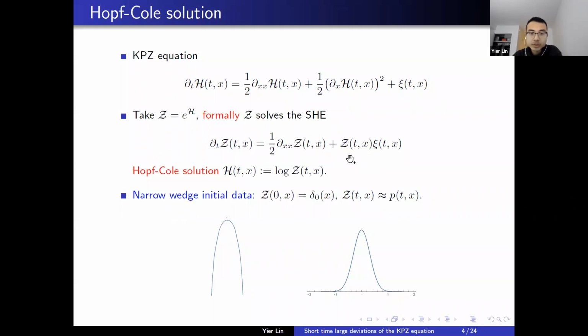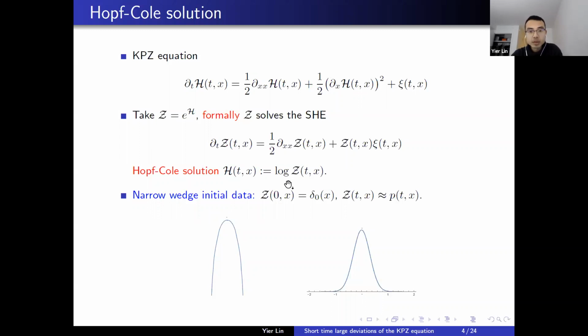So one way to define the solution to the KPZ equation is we first take the solution of the stochastic heat equation. Then we apply the logarithm by this formal transformation. We call this notion of solution, defined to be the logarithm of the stochastic heat equation, the Hopf-Cole solution to the KPZ equation. And you can see this definition indeed makes sense because of the positivity of the stochastic heat equation. This Z is always positive, as long as you start from some positive initial data, so that you can take the logarithm.